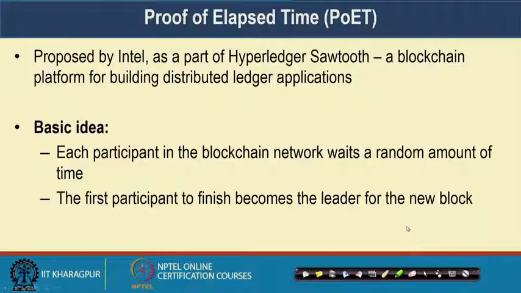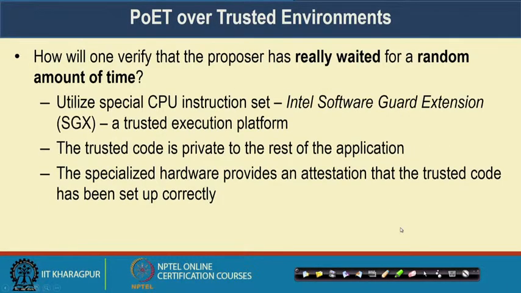So, the miner who will be able to complete that random waiting first, that miner will be able to propose the new block. But here the challenge is how will you verify that the proposer has really waited for a random amount of time. If it is a software control, then an attacker can make a change in the software code and may claim that, well, I have waited for a long time before participating in the mining procedure.